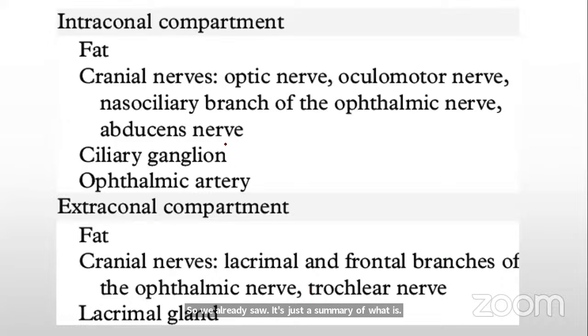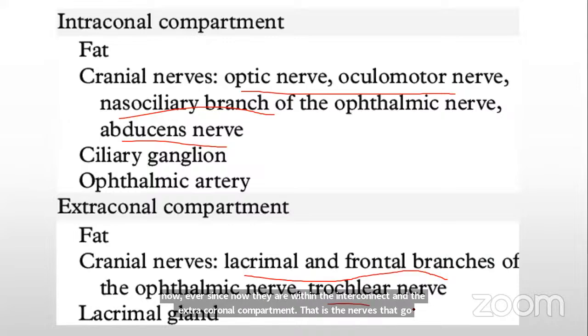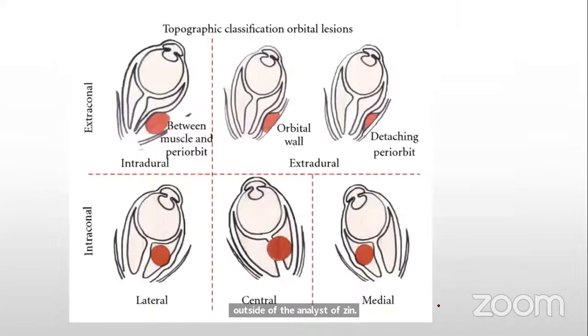So we already saw, it's just a summary of what is present within the annulus of Zinn. These cranial nerves like optic nerve, oculomotor nerve, nasociliary nerve, abducens nerve, they are within the intraconal compartment, and the extraconal compartment, that is the nerves that go outside of the annulus of Zinn. They are the lacrimal and frontal branches of the ophthalmic nerve and the trochlear nerve.